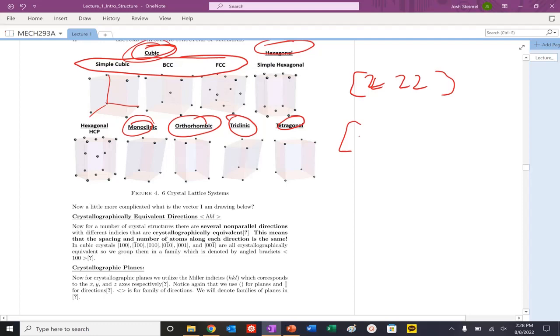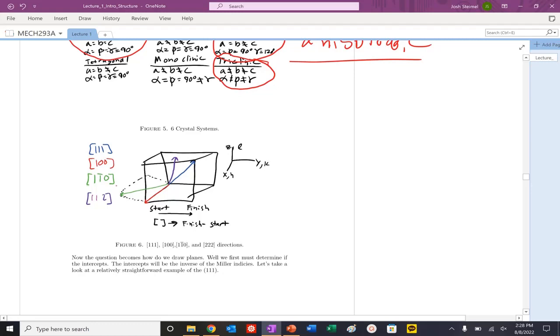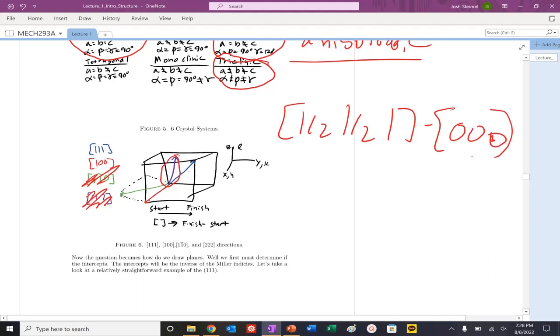But instead, we could look at some other directions. So let's look at some of these directions. What would this direction be? Did this one, did this one. What about right here? So where's my finish? I am going to be at a half. I'm also going to be at a half here, and then I'm at one. Finish minus my start, which is my origin. So I'm going to be a half, a half, one. I can't do that. I need to have integer numbers. So it's going to be 1, 1, 2. That will be that direction here. So you can do all those different directions.